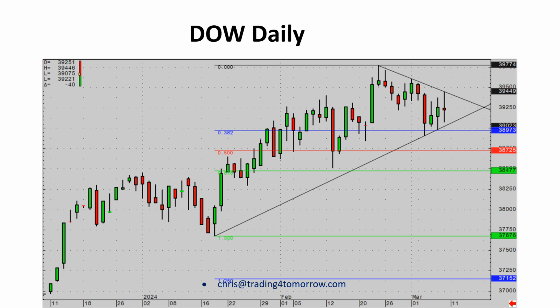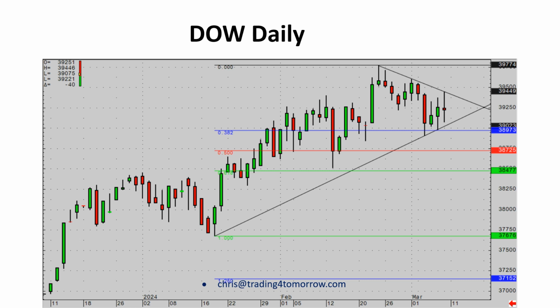So here I'm just doing some analysis of contracts that I trade. Please reach out if there's any that you would like me to include. So here is the Dow Daily. I've got resistance at 39,449 and support at 39,023. The market just came off a little bit from the highs towards the end of last week.